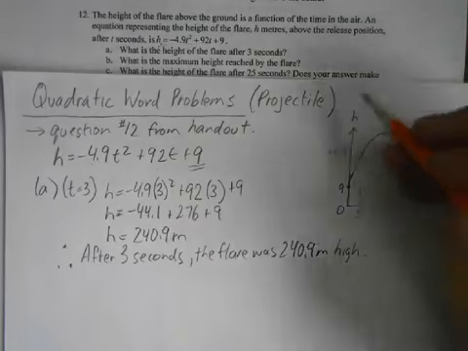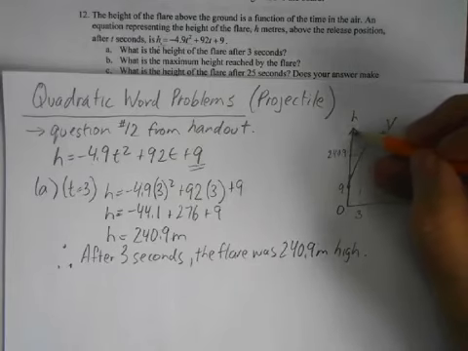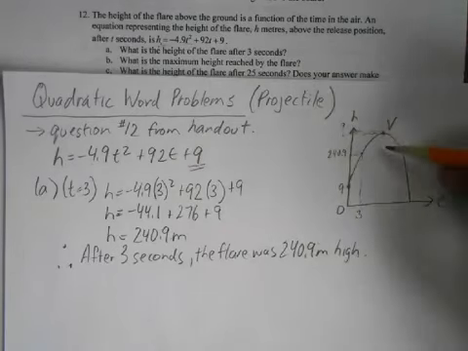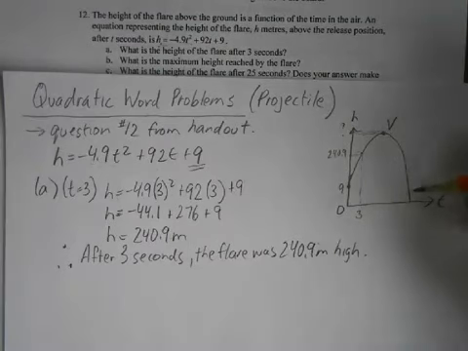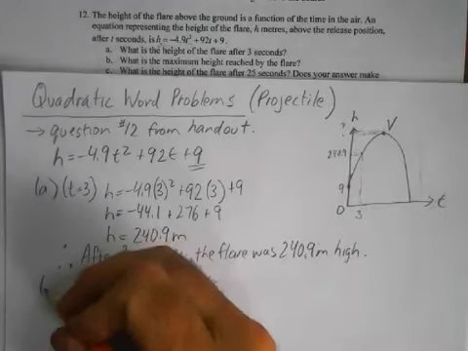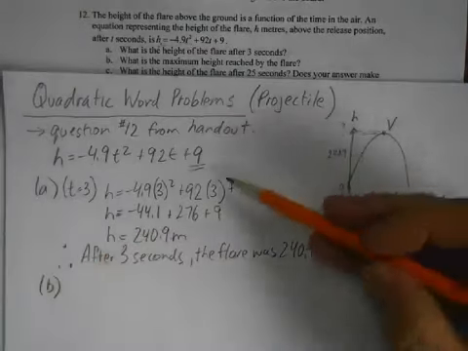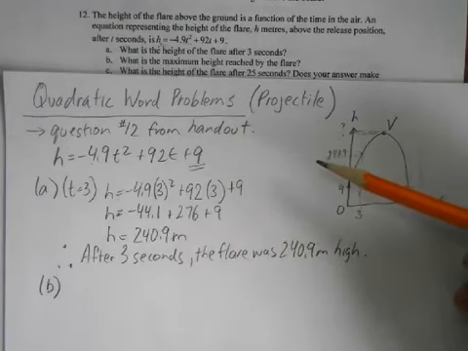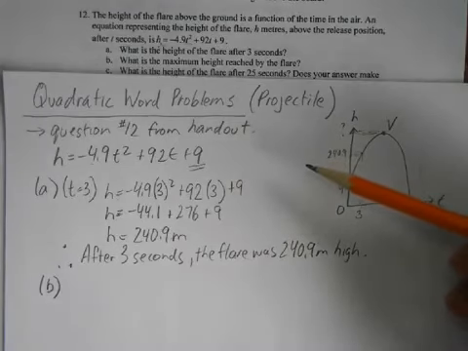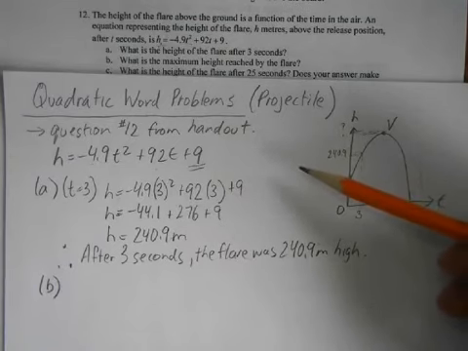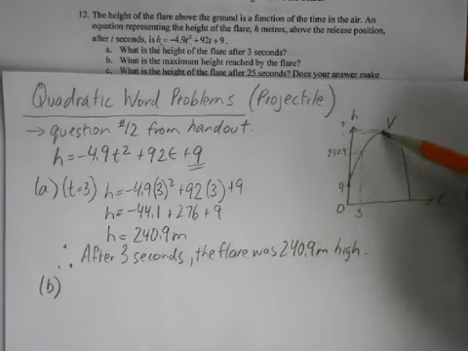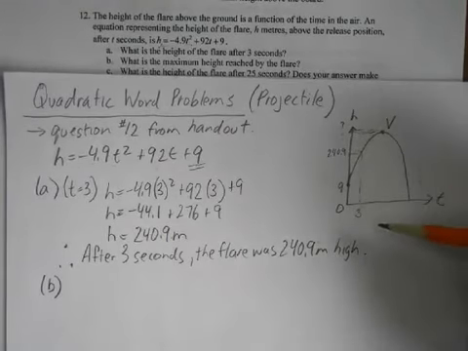Okay, so it's basically asking, what's the maximum height that this flare gets to? So how do we get that? We have to find the vertex. So we're given the equation in standard form. So normally I would say, just complete the square, get your answer. It'll have both the time it took to get there and the height in the vertex.